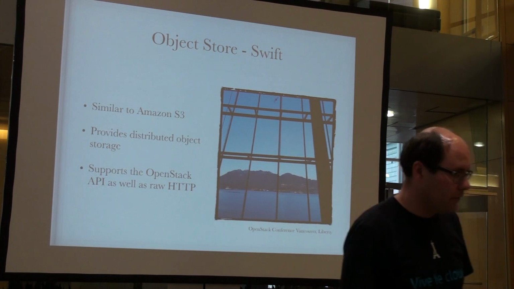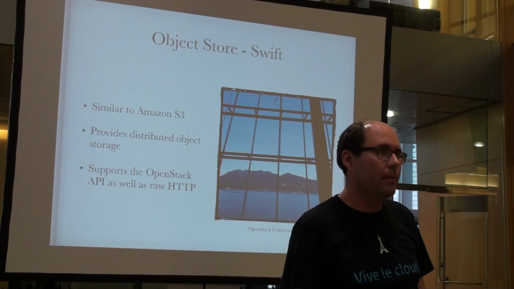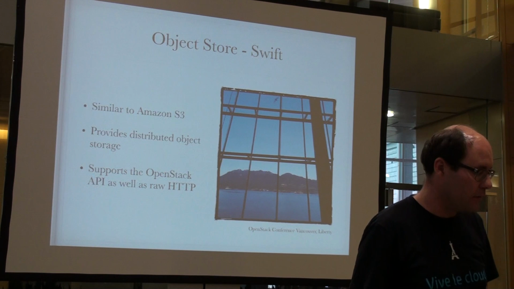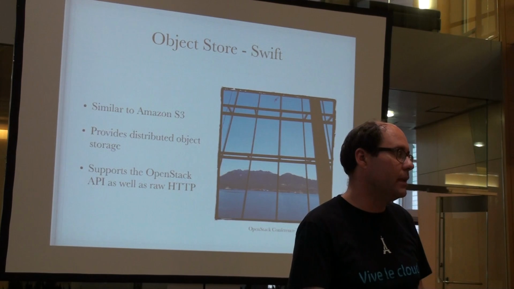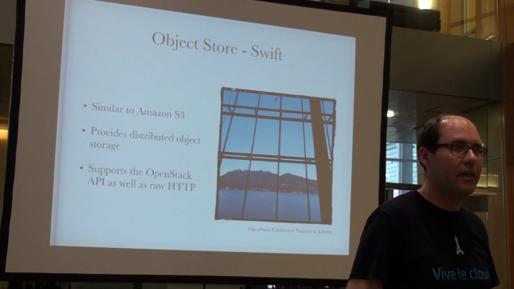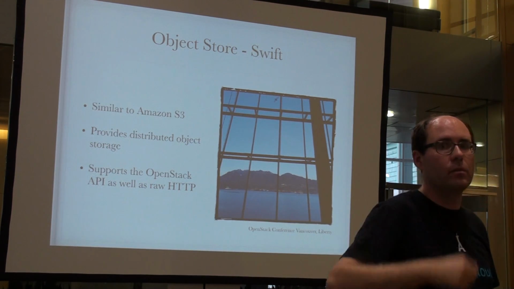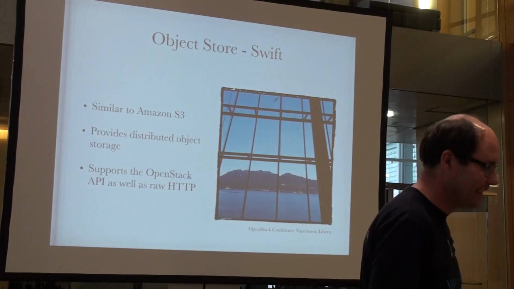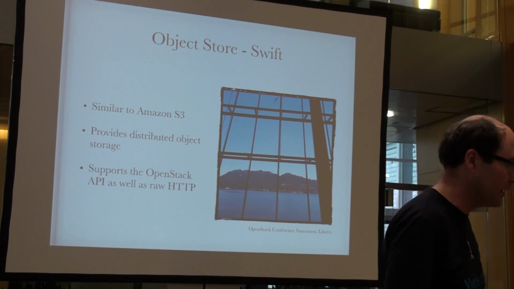So then they have the Swift thing, which is, as I said, similar to Amazon S3. And it provides basically distributed object storage. So you can upload stuff and make your application use it. It supports the OpenStack API, and there's HTTP. So if you have something like Cyberduck, you can upload things in there and download them. There's also a bunch of storage vendors that have API compatible stuff. So if you don't trust open source software, always go to one of those storage vendors like EMC or whatever.